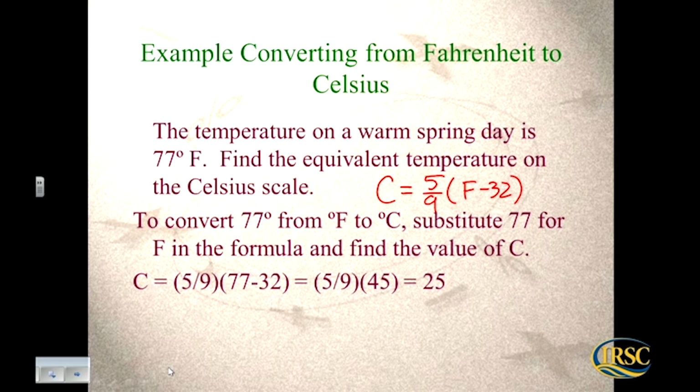Celsius. So any questions on a problem like this? And then normally we write the little circle up there, the degree symbol, and the abbreviation for the unit of temperature there for Celsius.